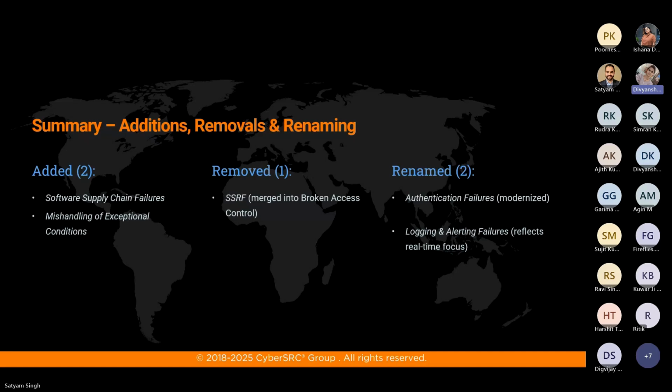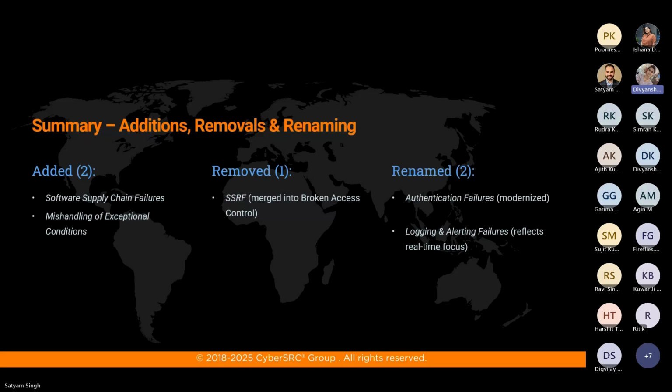So, starting with what's been added. First one is supply chain failures, added due to a surge in attacks targeting dependencies, libraries, and the CI/CD pipeline. Actually, this is the new concept of CI/CD pipeline and supply chain attacks, which is already ongoing. From 2021 to 2025, the DevOps field has increased and it's booming in the market. So that's why this category has taken a separate place in the OWASP Top 10.